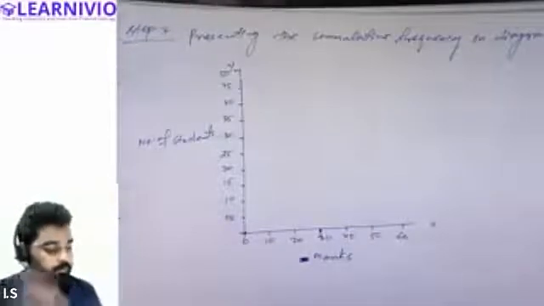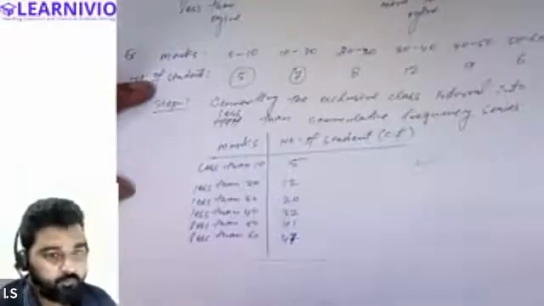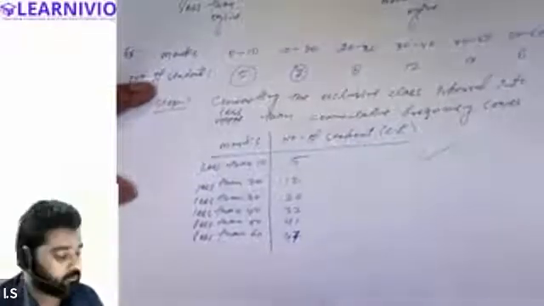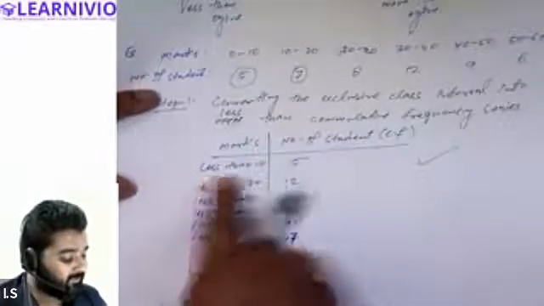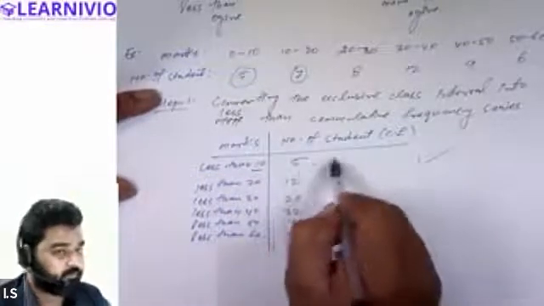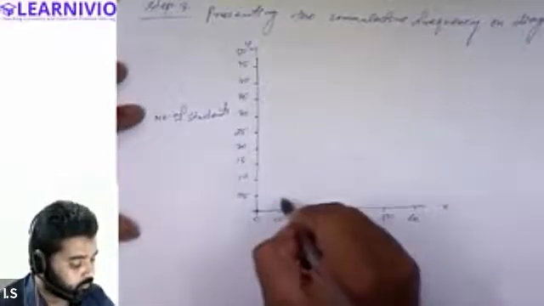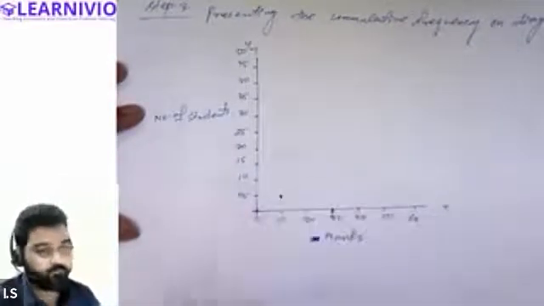Now we will first of all present the data of the less than cumulative frequency series. Then we will present the more than cumulative frequency series. Starting with the first table, the less than cumulative frequency, we have to present less than 10. This has cumulative frequency 5. So in front of 10, we have to plot 5.